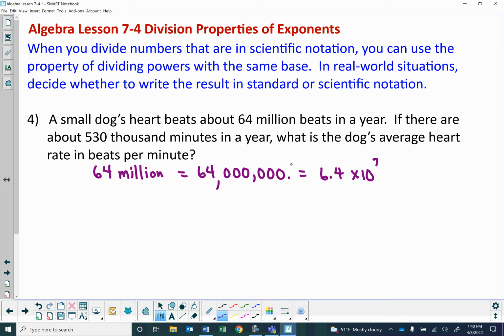Because remember, my decimal point would be here. If I moved it between the 6 and the 4, I moved it 7 places to the left. I took a big number and made it smaller, so my exponent is positive. 530,000 minutes, which in scientific notation is 5.3 times 10 to the 5th.